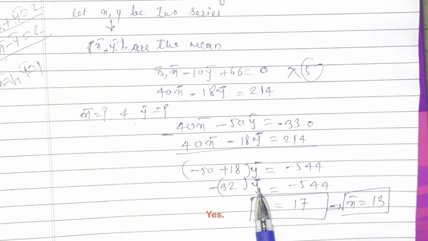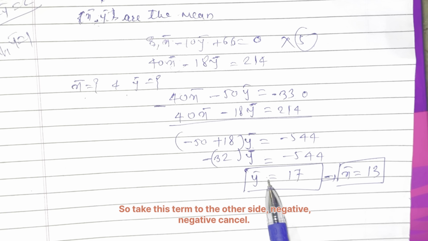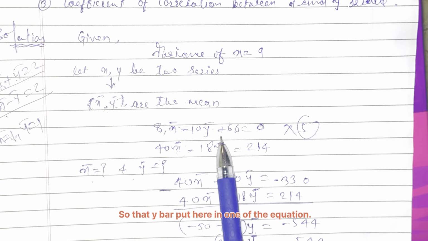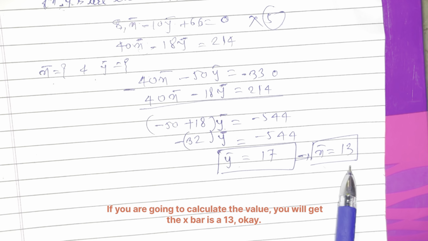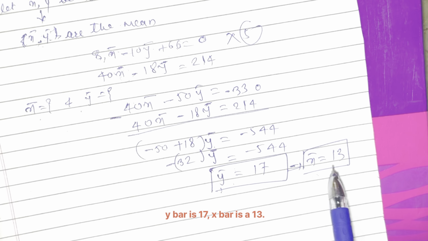So we want the value for y bar. Take this term to the other side, negative negative cancel. So y bar we will get 17. So that y bar put here in one of the equations. If you calculate the value, you will get x bar is 13. So I got the y bar and x bar. Y bar is 17, x bar is 13.